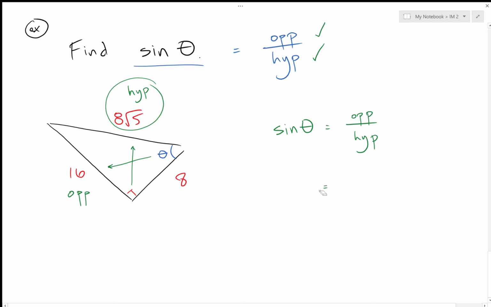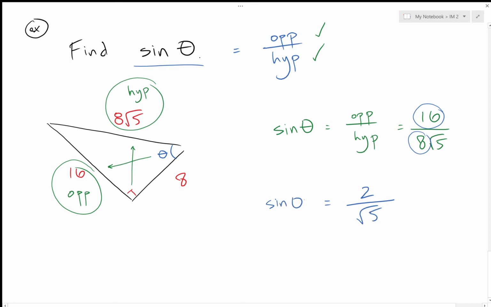Or in this case, I'll write it next to it. Can't erase that. Oh no. So the opposite is 16. Okay, see there's 16. Hypotenuse is 8 square root 5. And this time we're actually going to reduce it as much as possible. The 16 and the 8 are like terms here. And 16 over 8 is a 2. So 2 on top. And now the 8 disappeared, so on bottom is still a square root 5. And we're okay with that. Can't reduce it anymore. So the sine of theta is 2 over square root 5.